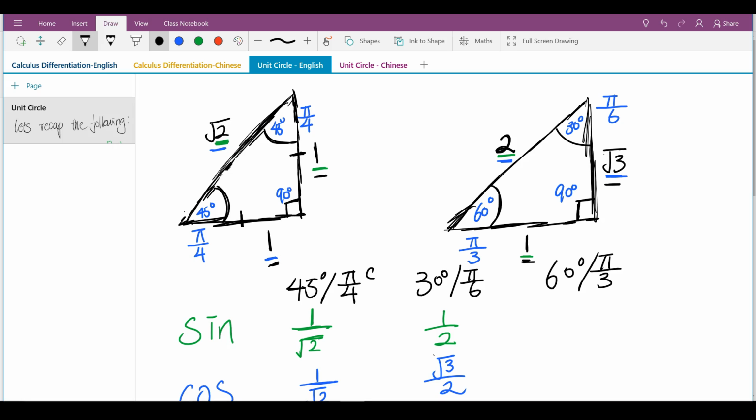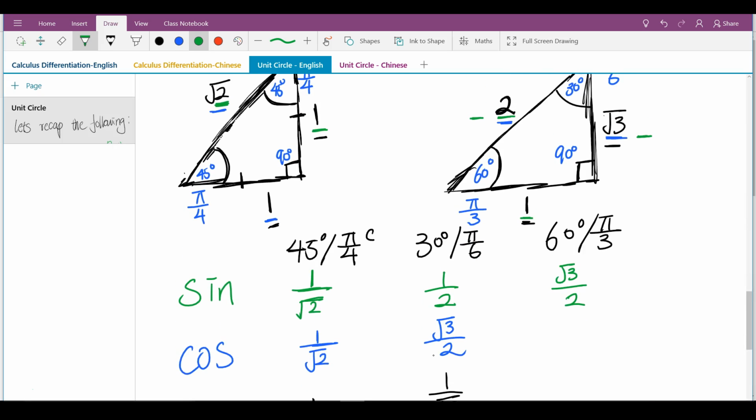All right, next one, last one. 60 here. So with respect to the angle of 60 degrees, sine is opposite, right? Sine is opposite over hypotenuse, which gives you root 3 over 2. Correct? And cosine 60 is adjacent over hypotenuse. And that would be 1 over 2.